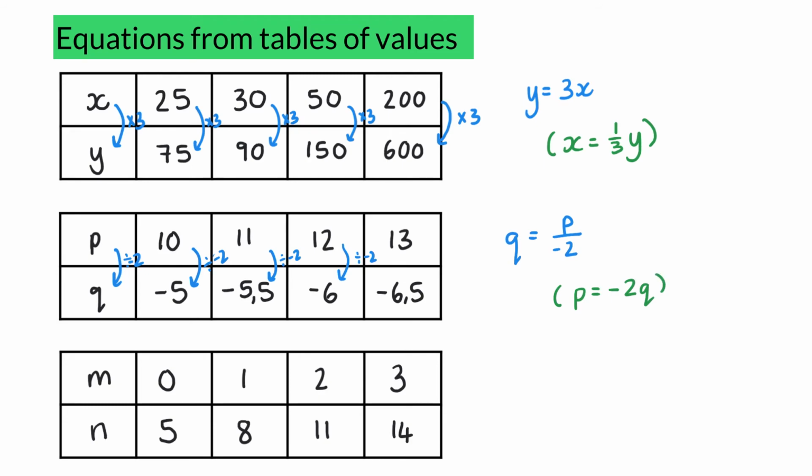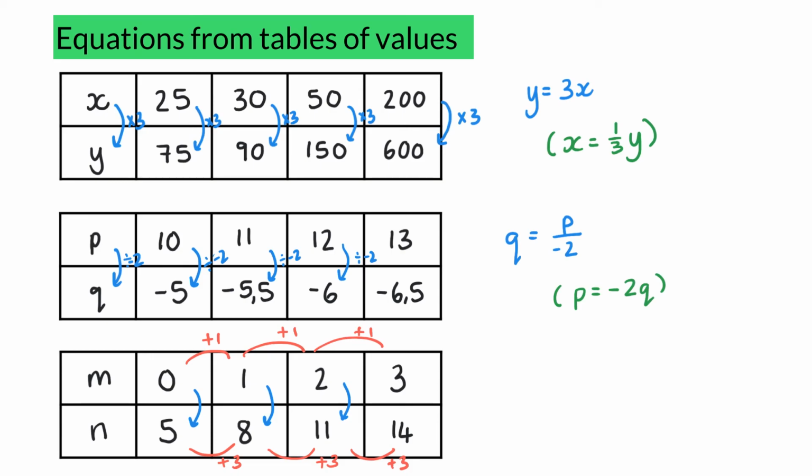In the last table, when I look down, I don't have a simple way to see a multiplication or division or square from the top to the bottom, or from the bottom to the top. So let's look across. If I go from 0 to 1, I add 1. From 1 to 2, I add 1. From 2 to 3, I add 1. In the bottom row, from 5 to 8, I add 3. From 8 to 11, I add 3. And from 11 to 14, I add 3.